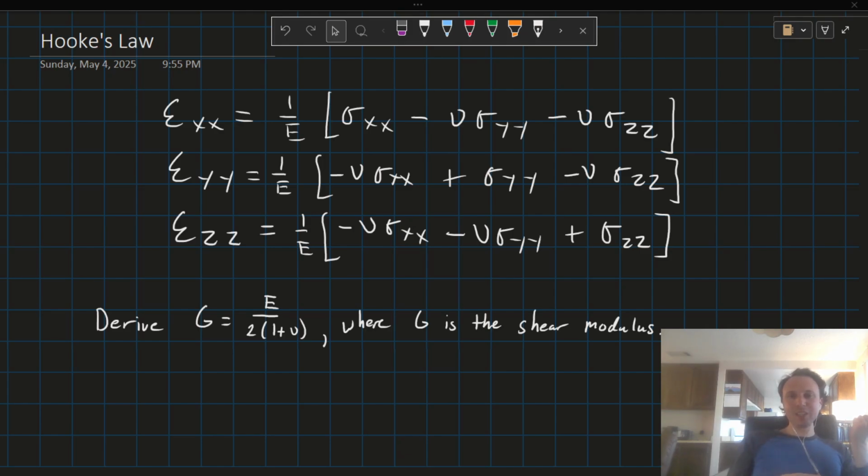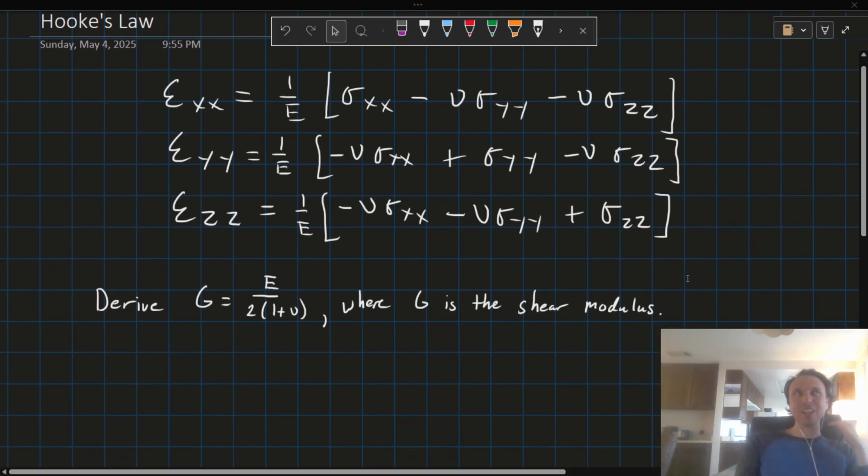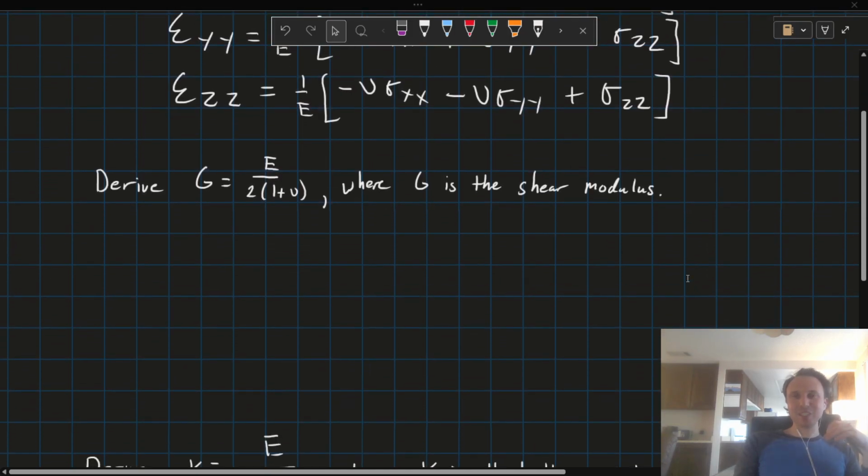So without further ado, Hooke's law is the simplest example of a constitutive law, which is a relationship between stress and strain. And it's constitutive because it makes up the material. So materials are constituted of constitutive laws, and Hooke's law is for linear, isotropic, elastic materials.